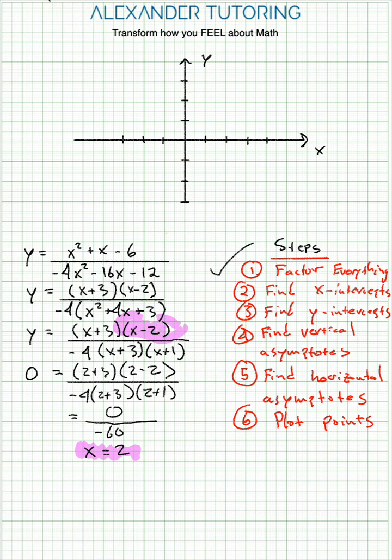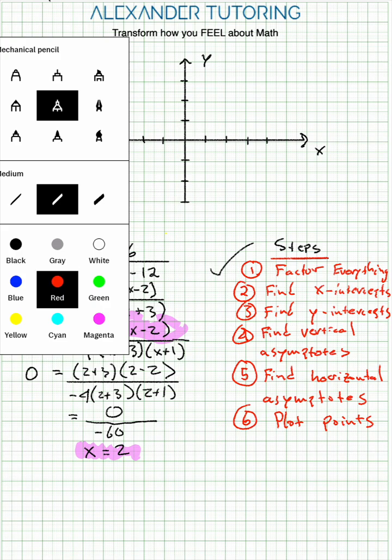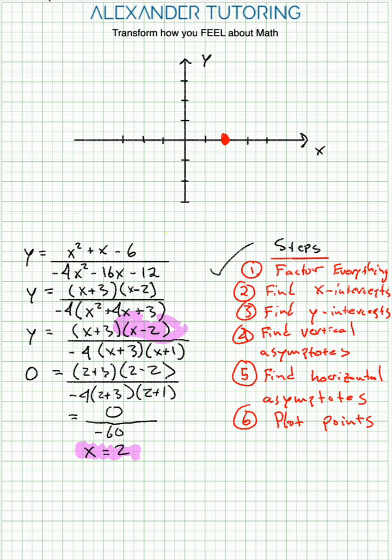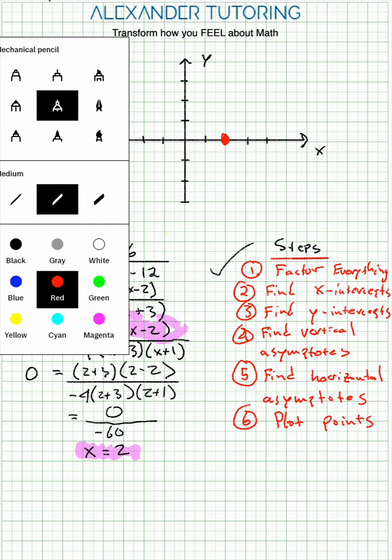Okay, so let's go ahead and put that on there. So x equals 2 is an x-intercept, we have an x-intercept right at x equals 2. Let's stick that on the graph. All right, now what about this weird -3 case that I wanted you to look at?